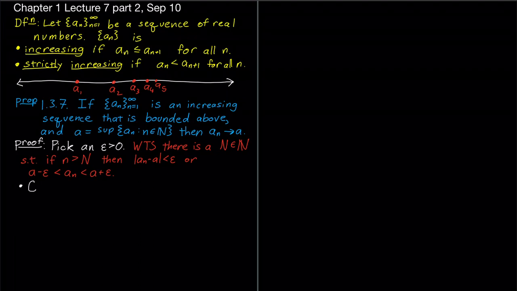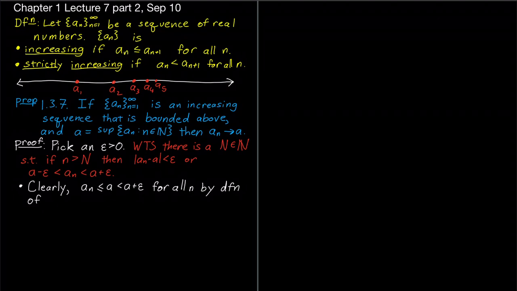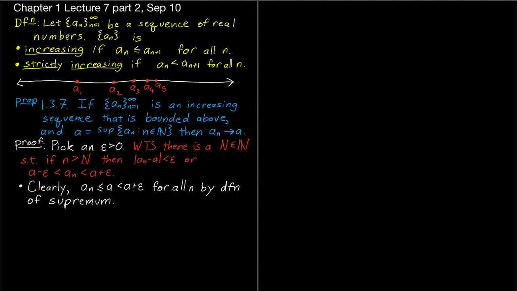So the right-hand inequality is pretty straightforward. Clearly, an is less than or equal to a is less than a plus epsilon for all n by definition of the supremum. A is the least upper bound, which means it's an upper bound, which means all the an's are less than or equal to a.